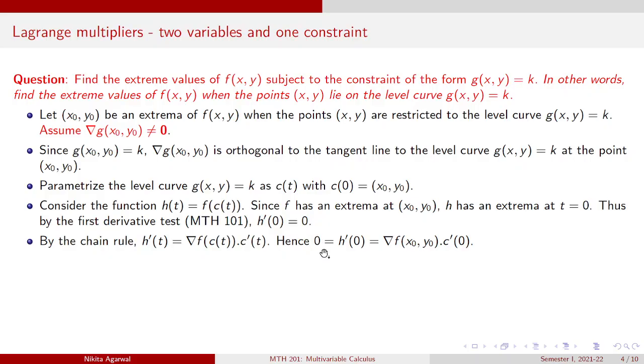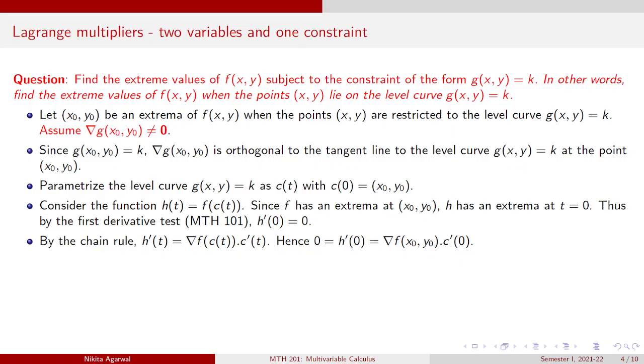So when you evaluate this, when you set t equal to 0, you get h prime of 0, but h prime of 0 from the previous step is 0. So you get 0 equal to h prime of 0, that is equal to the gradient of f at C(0), but C(0) is (x naught, y naught), dot product with C prime of 0, which means that the gradient of f at this point is orthogonal to C prime of 0. So what is C prime of 0?